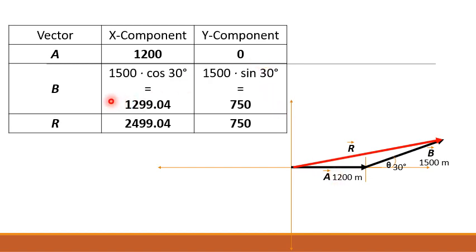Next, for vector B, let's multiply 1,500 with the cosine of 30. The answer is 1,299.04. Then let's do the same with the y component, 1,500 multiplied by the sine of 30. The answer is 750. To get the resultant, we just have to add the entries for the x component. The sum is 2,499.04, and the sum of the y components is 750.